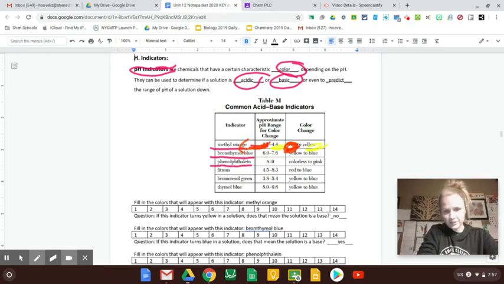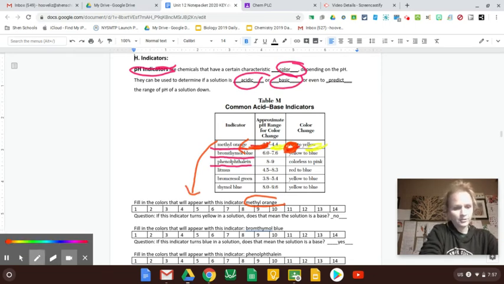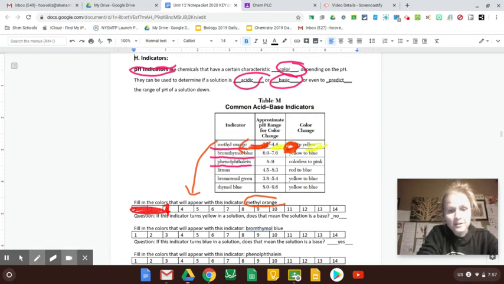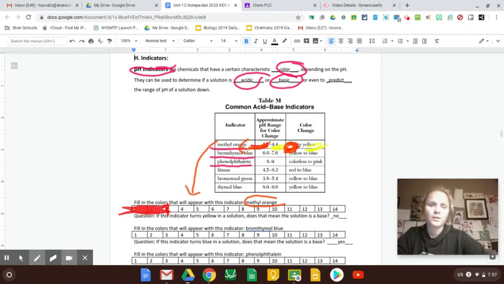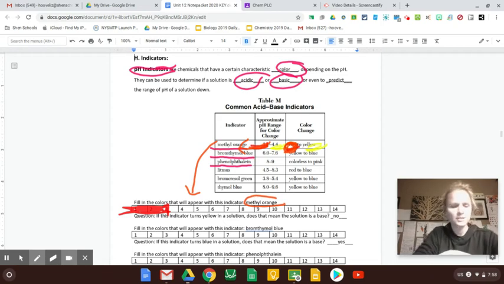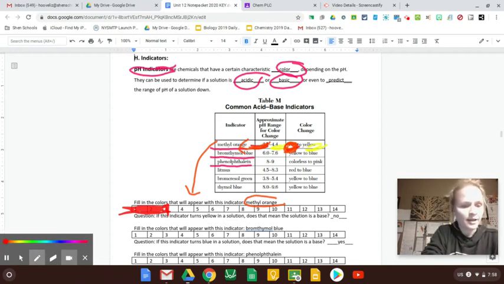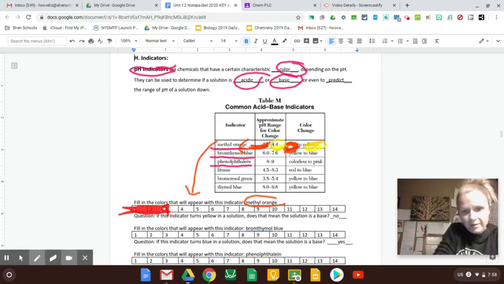So down here it says fill in the colors for methyl orange, so I am going to do that. I'm going to say, okay, methyl orange is red from, what was that again? 3.1. So just somewhere around there. That's all red. Okay, so anything 3.1 and lower for methyl orange is going to be red. And then yellow is 4.4 and up. So anything right around here, 4.4 and up, that is all yellow.